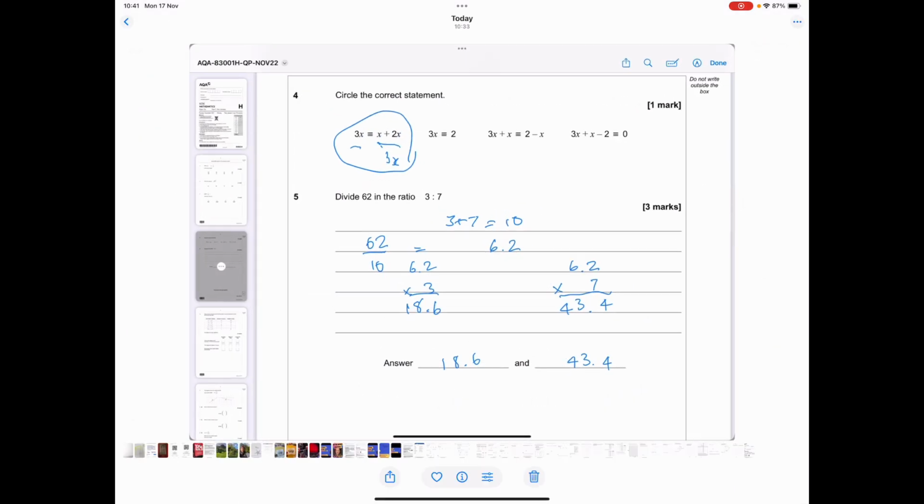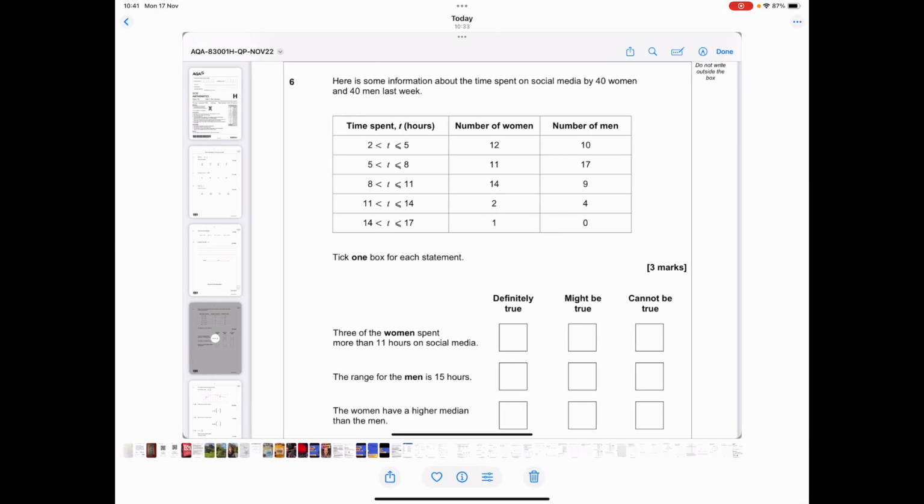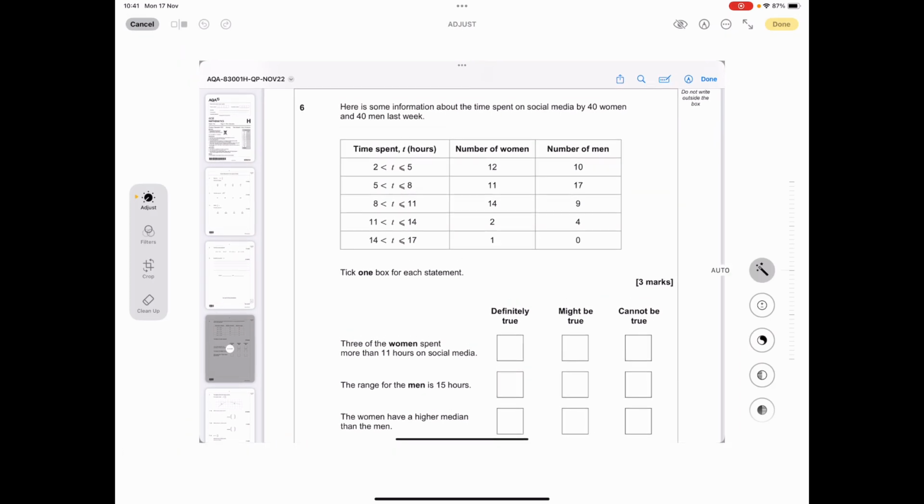I think we can do one more. So let's have a little look at this. Here is some information about the time spent on social media by 40 women and 40 men last week. Okay, so tick one box about each statement. This is sort of a logic puzzle.